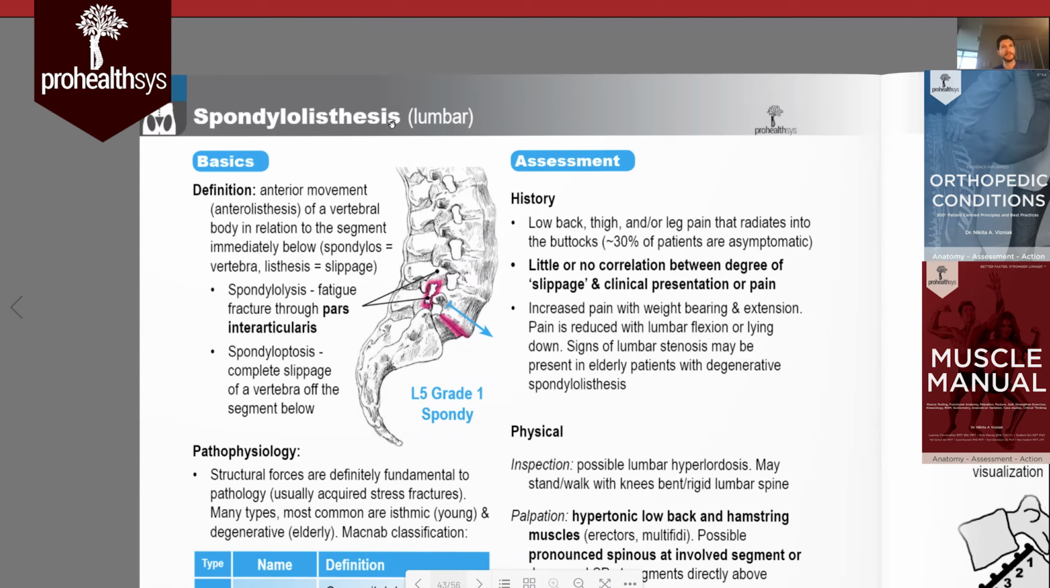Go ahead, Owen. Put your hand down and go ahead. Yeah, I was just wondering how often these conditions occur together, if ever, or are they very different?